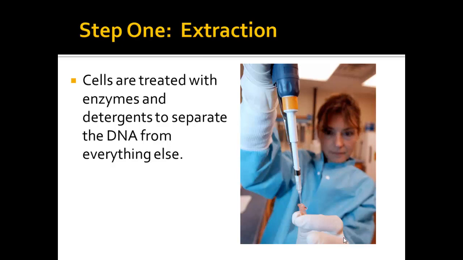Step number 1 is extraction. So you've swabbed somebody's cheek, you've gotten cheek cells. You need to get them off of the swab and isolate the DNA. So they clean it, there's detergents that are used, and it will separate the DNA from everything else.